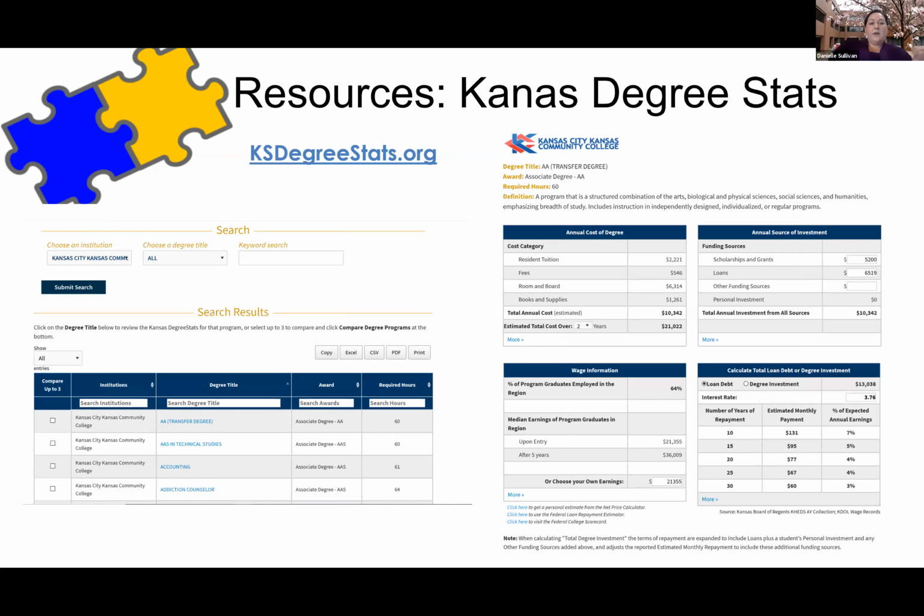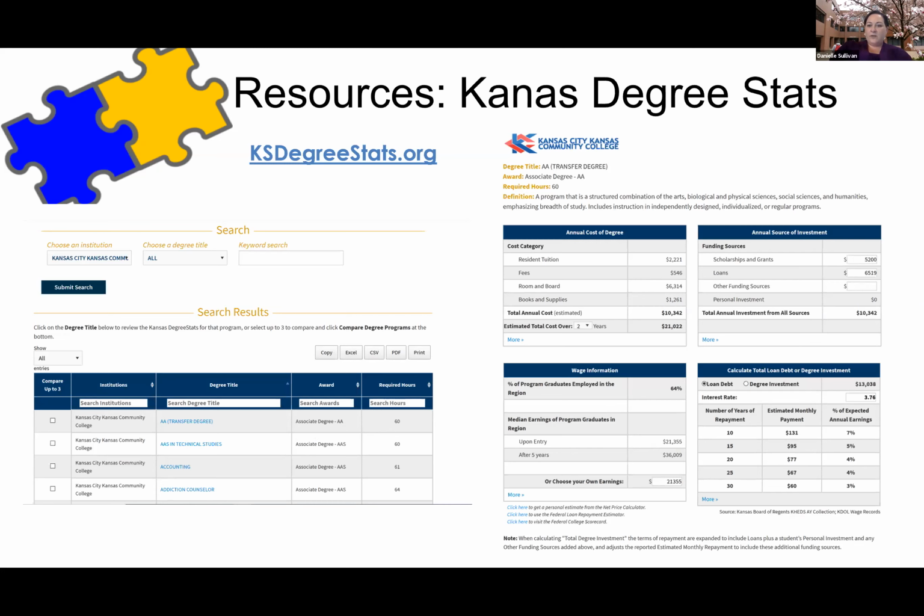You can link to it from there, but I've put the link on the slide. You can actually go in and pick a specific degree program at a specific college, and it will tell you what the total annual cost is going to be, the cost over 2 years if it's a 2-year program, or the cost over 4 years if it's a 4-year program. You can put in your scholarships and grants and loans and other funding sources to get at your total investment or your total net costs.